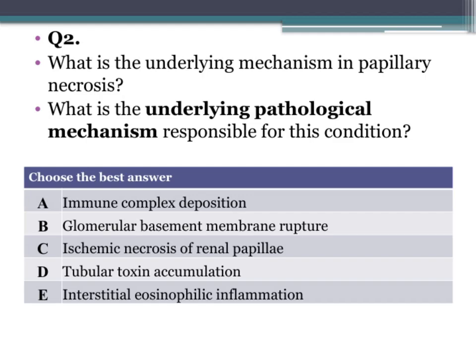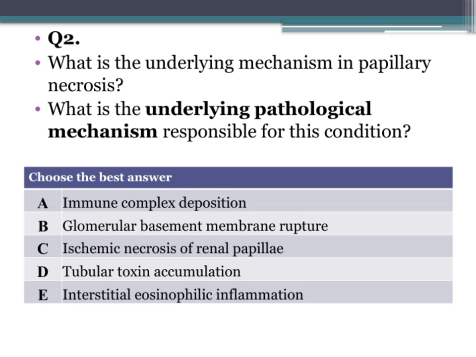Now, let's look at the question here. What is the underlying mechanism in papillary necrosis? This is a key point because understanding the pathology helps guide diagnosis and treatment. Looking at the options, the correct answer is C, ischemic necrosis of the renal papillae. This means that the blood supply to the renal papillae is compromised, leading to tissue death. This ischemia can result from various causes, such as vascular diseases, severe infections, or certain analgesic abuse.